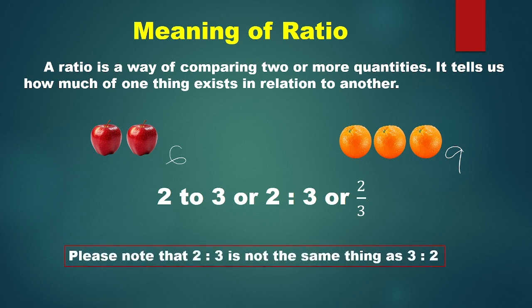Please note, 2 ratio 3 is not the same thing as 3 ratio 2. Because I said the ratio of apples to oranges is 2 ratio 3, I cannot say the ratio of apples to oranges is 3 ratio 2, because the word apple came first. It means that the number for apples must come first. So if I mistake 2 ratio 3 for 3 ratio 2, I have written it wrongly.